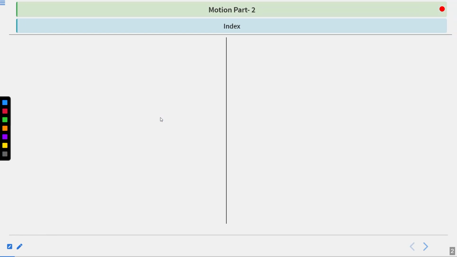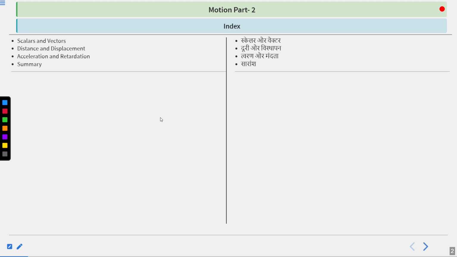In this lecture, basically we are going to talk about scalars and vectors, distance and displacement, acceleration and retardation, and the summary at last.